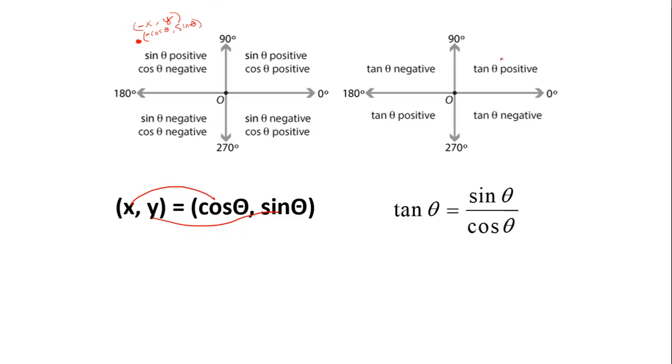Over here for tangent, if we have a positive tangent, that's because we have a positive sine divided by a positive cosine. Over here, our tangent's positive because we have a negative sine divided by a negative cosine. So negative divided by negative gives us a positive. Over here, we have one negative and one positive in each of these quadrants, sorry. So that's why we get a negative tangent.